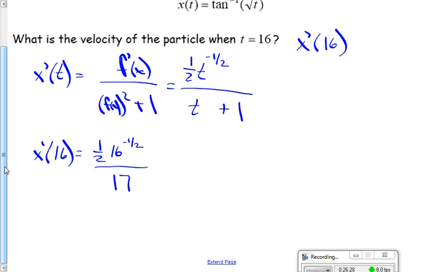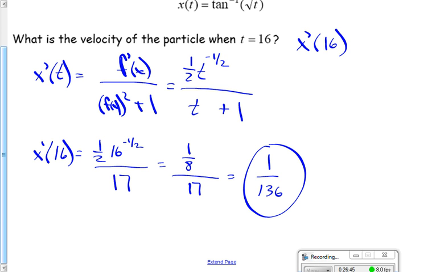Okay, 16 to the negative 1/2 is a square root and a flip, right? So the top ends up being 1 over 8. Double check and make sure that seems about right. 1/8 divided by 17. You don't need your calculator for this at this point, but I'll give it to you. It's 1 over 136. Okay, that's what an application might look like for an inverse trig derivative.